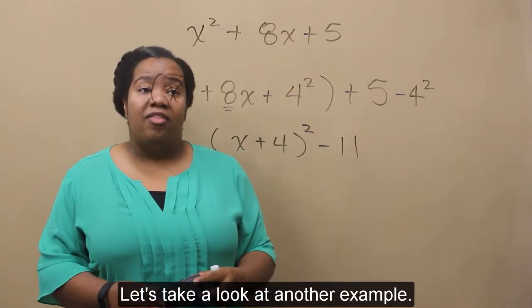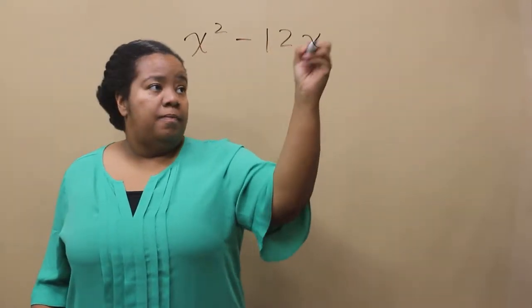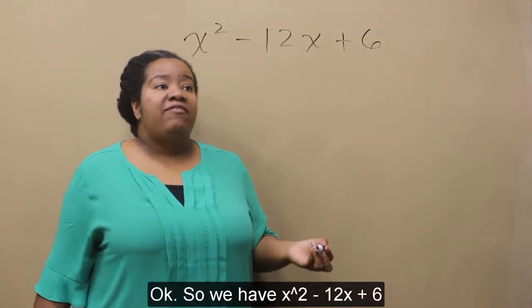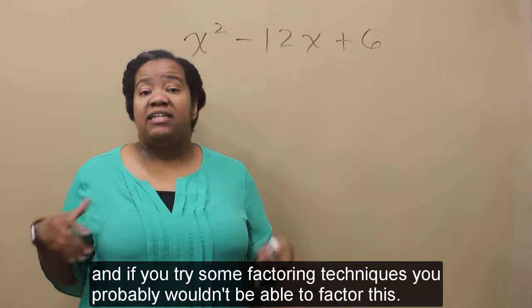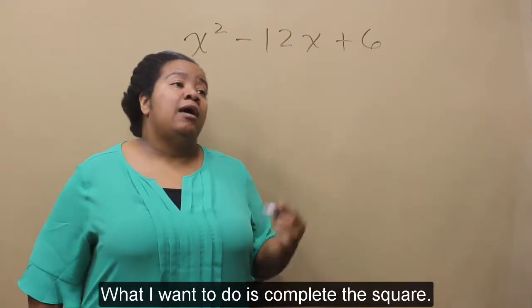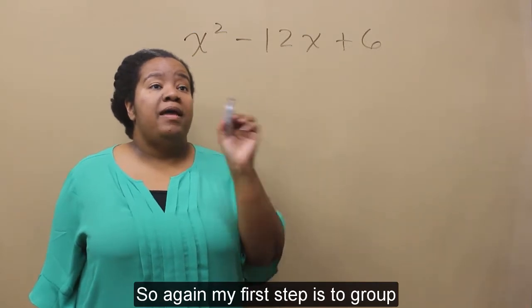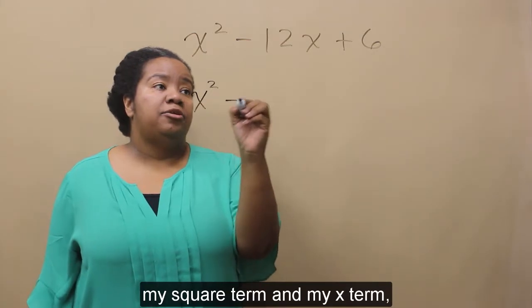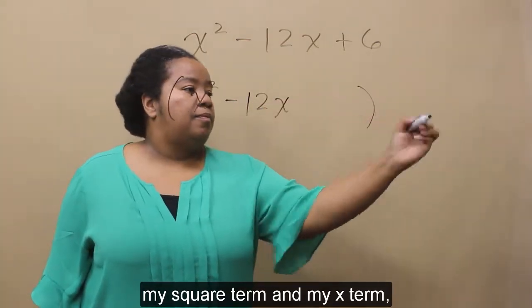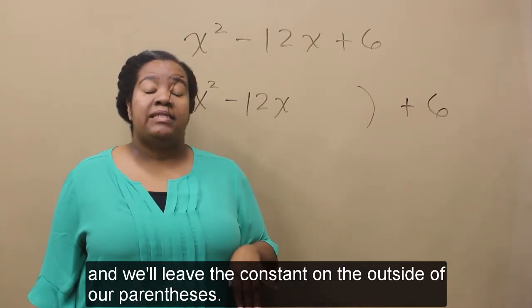Let's take a look at another example. Okay, so we have x squared minus 12x plus 6. And if you try some factoring techniques, you probably wouldn't be able to factor this. What I want to do is complete the square. So again, my first step is to group my squared term and my x term. And we'll leave the constant on the outside of our parentheses.